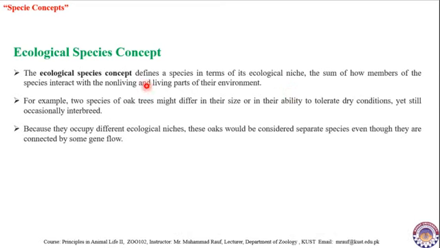For example, two species of oak trees might differ in their size or in their ability to tolerate dry conditions, yet still occasionally interbreed. So here you can see that they are comparing this concept with the biological species concept, that although two species of oak trees may have a different interaction with biotic and abiotic factors, they can interbreed.